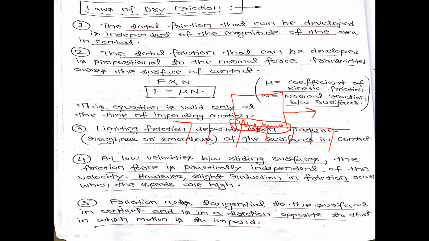Fine. So if the motion of the body is in this direction, then the frictional force will be in the opposite direction of the motion of the body, and it will act tangentially at the point of contact. That means at this point of contact, this will be the frictional force F. This is your fifth law.